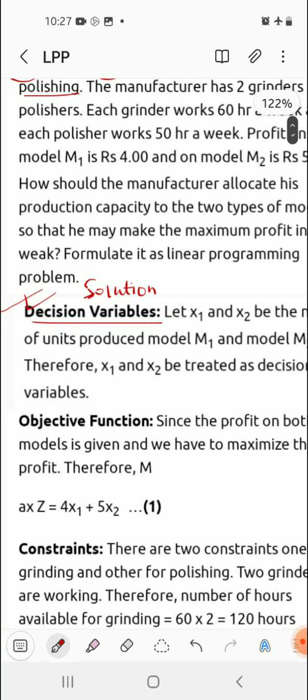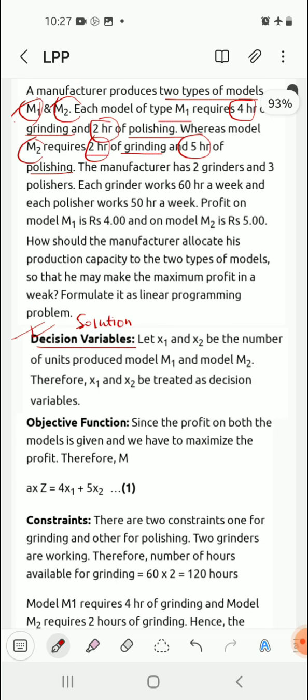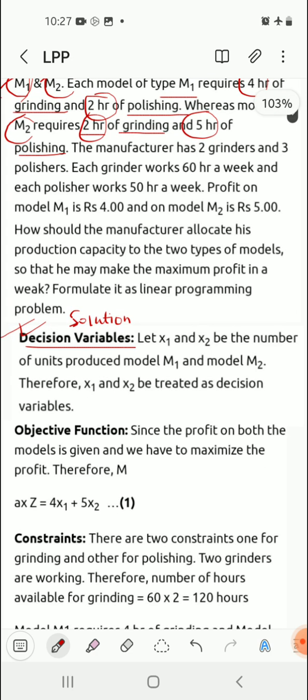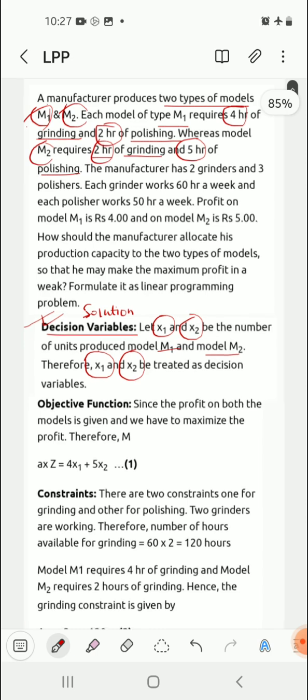Now, first is the decision variable. We will take model M1 as x1. So, the x1 variable is used for model M1 and the x2 variable is used for model M2 respectively. Any decision making regarding model 1, M1, will be stated as x1, and for model 2 it will be stated as x2. So, this becomes our decision variable.